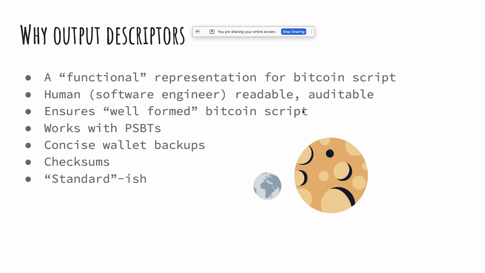So it does this in a nice, concise text format. It has checksums. So if you are transferring from one wallet to another, the checksum's valid or not valid, it's going to tell you. And it's standard-ish. I say standard-ish because not every wallet today implements every feature of the descriptors. So there is sort of a standard for descriptors, but it's not fully implemented everywhere. But the parts that are implemented should be the same. So that's why output descriptors are useful.